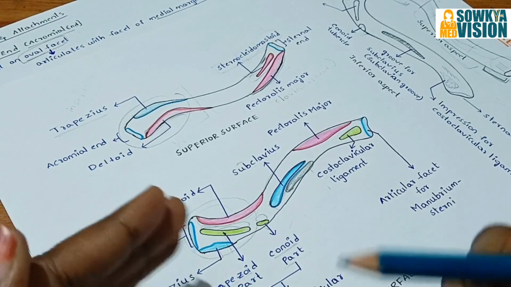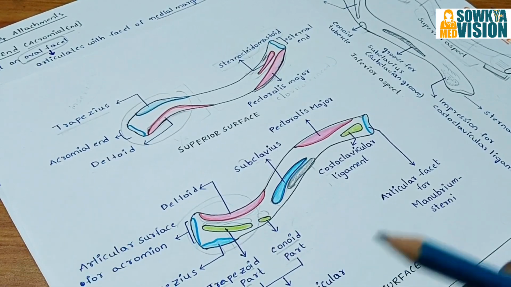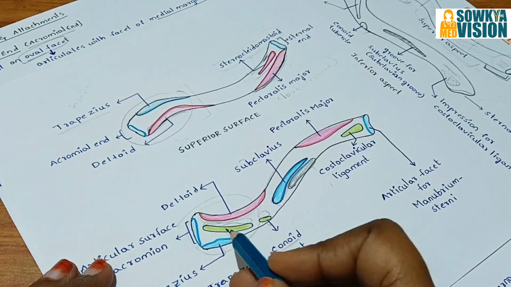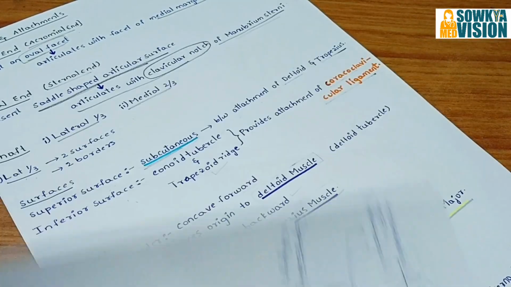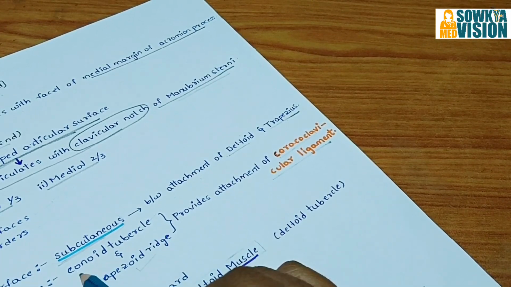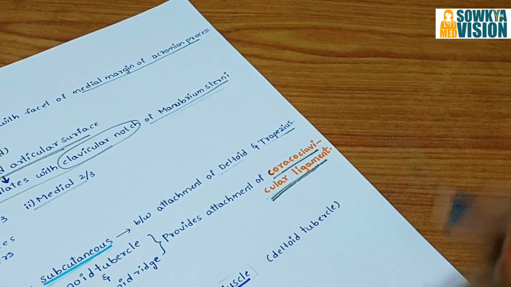From coracoid to clavicle. So for the attachment of the coracoclavicular ligament in the inferior surface of the lateral 1/3 of the clavicle, we have the trapezoid ridge and the conoid tubercle, which provide attachment of the coracoclavicular ligament.